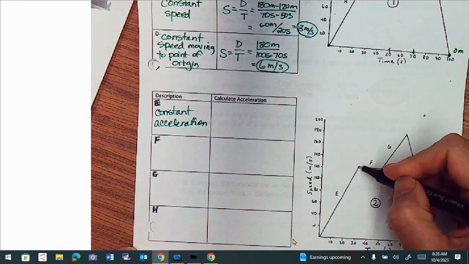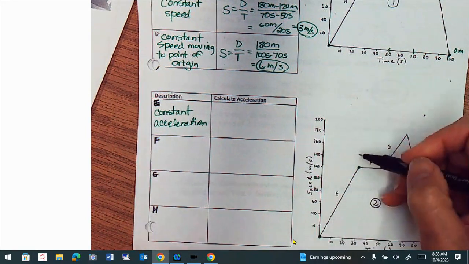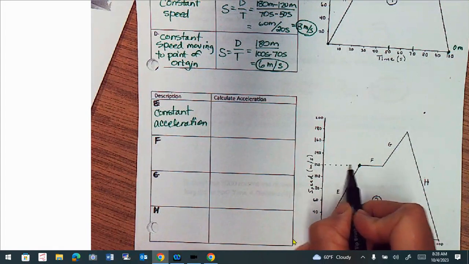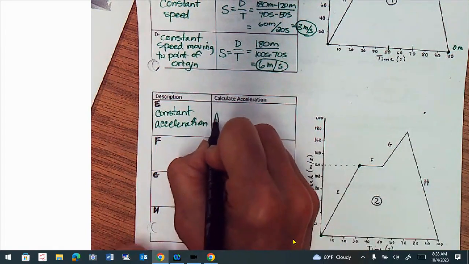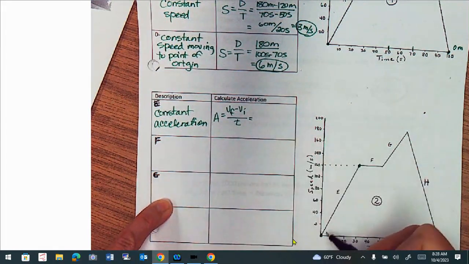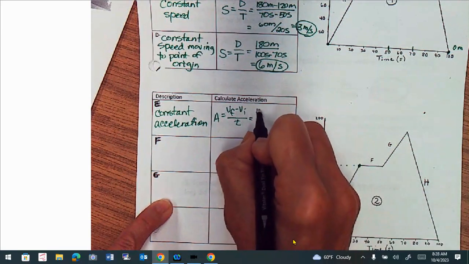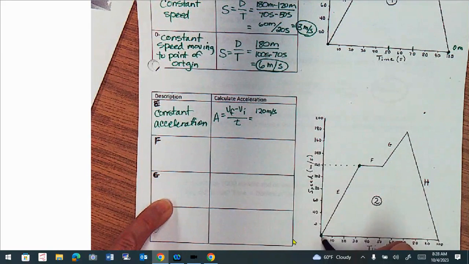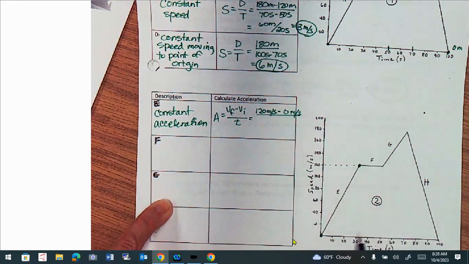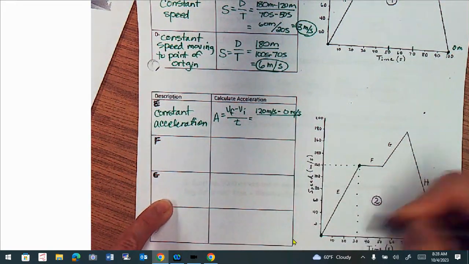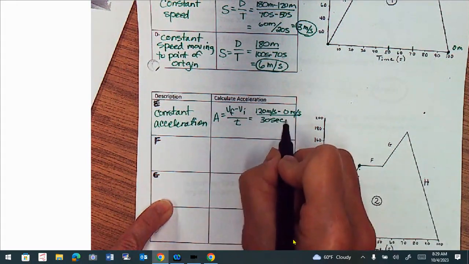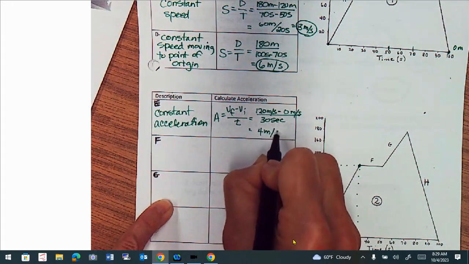And we figure out the acceleration again by comparing the speed here, which is 120, because acceleration is final velocity minus initial velocity over time. So 120 meters per second minus 0 meters per second. And the change in time is 30 seconds minus 0 seconds. Acceleration will be 4 meters per second squared.